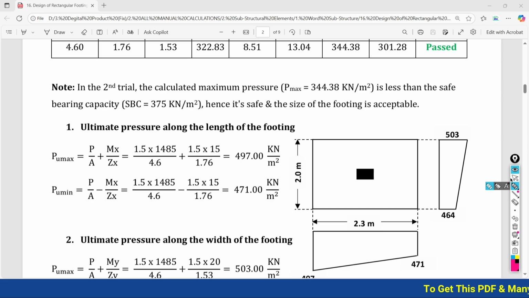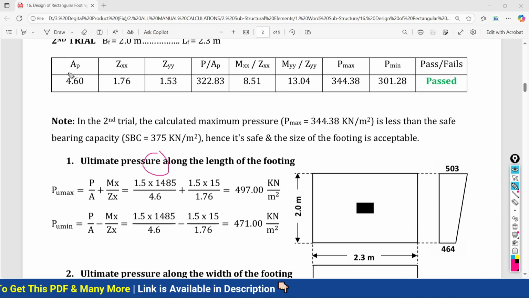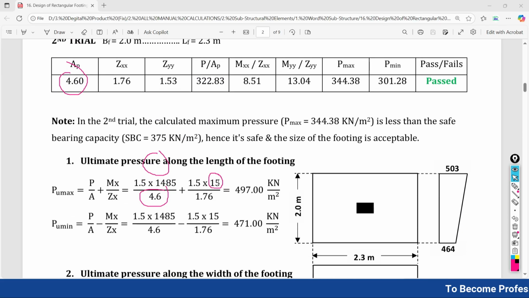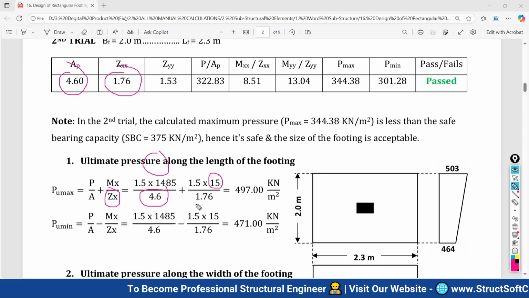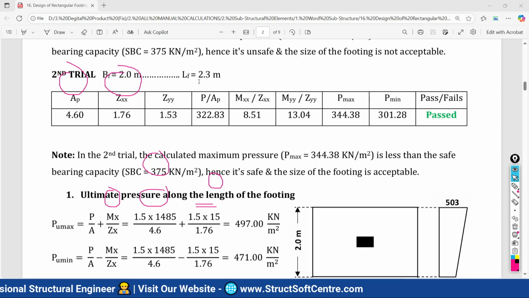So now we are going to put the value here. That is 1.5 multiplied by 1485 divided by the total area of the footing, with a finalized size of the footing as 4.6 meter squared. So 4.6, plus 1.5 to make it factored, and the moment about the major axis, that means Mx, we have given as Mx 15 kilonewton meter. So we are going to put it here 15 divided by the sectional modulus about the major axis, Zx 1.76, with the final size of the footing as 2 meter by 2.3 meter.